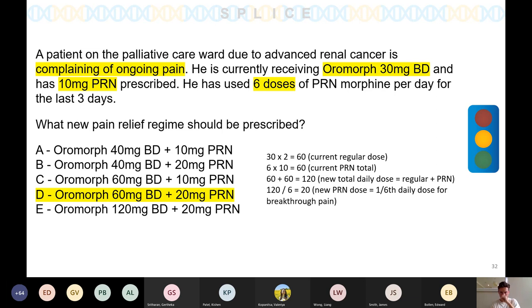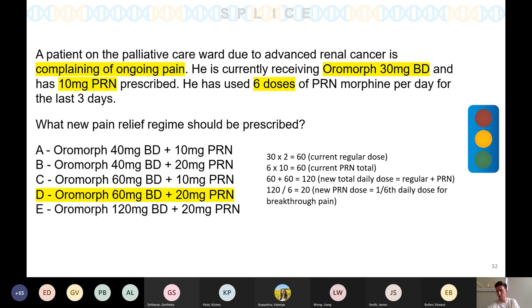And I've written out the steps of the calculation here. So basically our patient's currently receiving 60 milligrams in total. So that's 30 milligrams twice a day, and that's their regular pain relief. Then they're also using 10 milligrams of PRN oral morph six times a day, showing that this current regime isn't really controlling the pain very well. So then this is another 60 milligrams. So in total, this patient is receiving 120 milligrams.